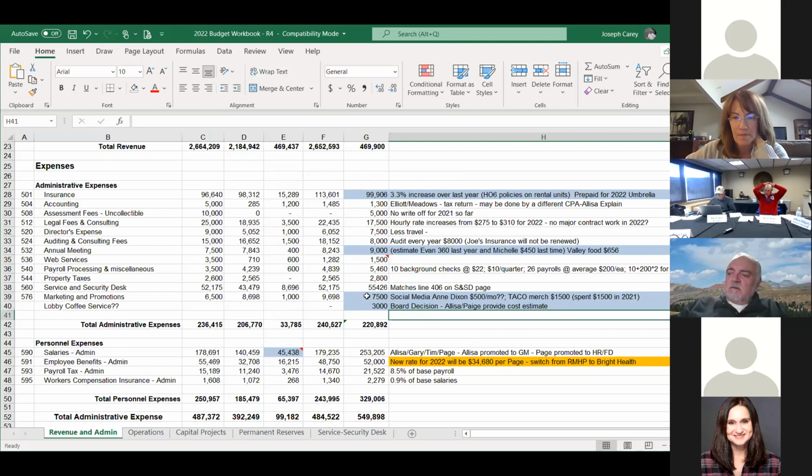So the discussion here really for this line would be merchandise. Do we want to keep the same amount? What do we want to spend on merch?